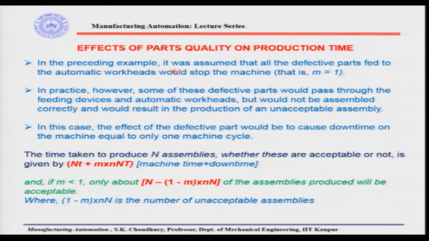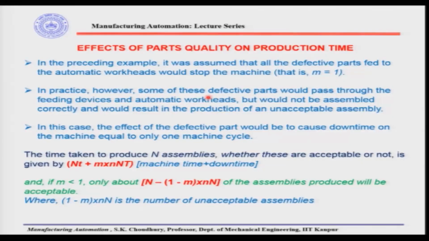In the preceding example, it was assumed that all defective parts fed to the automatic workhead should stop the machine. We said that m is equal to 1, and in our earlier discussion we have seen that if m is less than 1, it means not all defective parts will go and stop the machine. In practice, however, some of these defective parts would pass through the feeding devices and automatic workheads, but would not be assembled correctly and would result in the production of an unacceptable assembly. This is what I discussed last time.